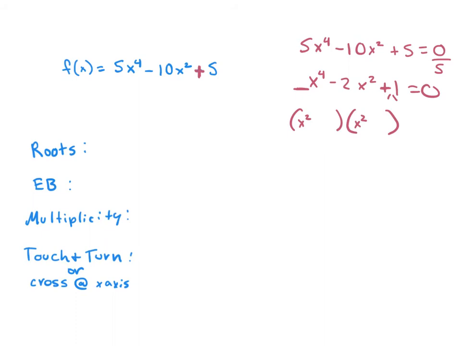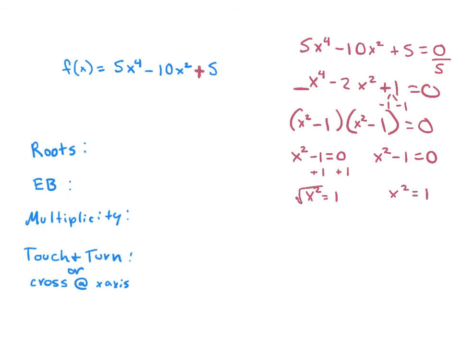What are two factors of +1 that add to give us -2? -1 and -1. Perfect, -1 and -1. So we plug in -1, -1 to our parentheses. And this is still equal to 0. So we would have x squared minus 1 is equal to 0, and x squared minus 1 is equal to 0. We would just solve for x here, so we add 1 to both sides, so we have x squared is equal to 1. We take the square root to get rid of that squared, so x is equal to the square root of 1, which would be plus or minus 1.